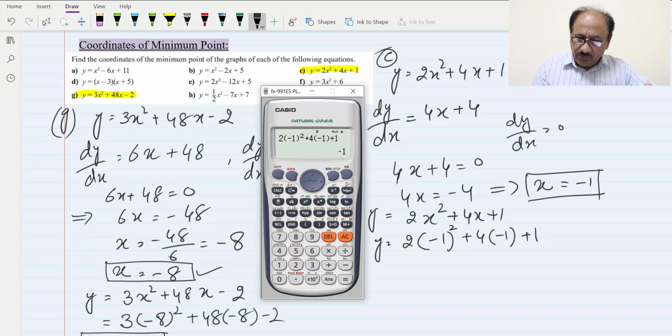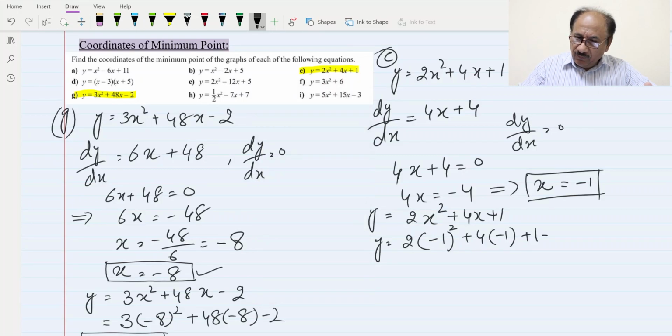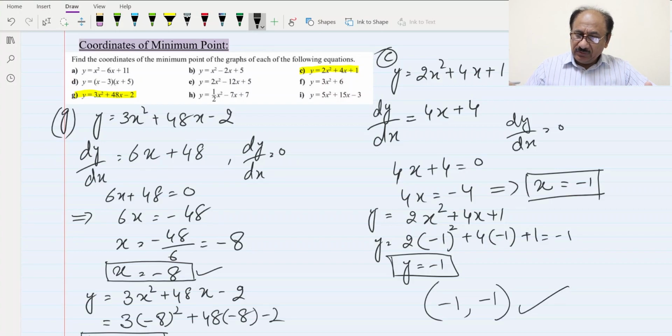And this will be equal to minus 1. So y coordinate is minus 1. We can write now the turning point: our x coordinate is minus 1, and the y value is also minus 1. So this will be our turning point. Hopefully you understood this. Out of 9, I have done 2 questions. The rest of the 7 questions are your homework, your assignment. You can practice in the similar way.